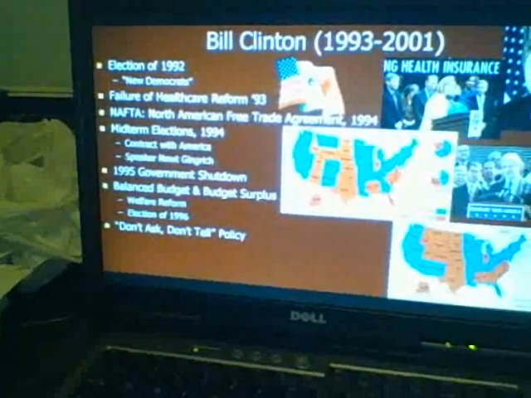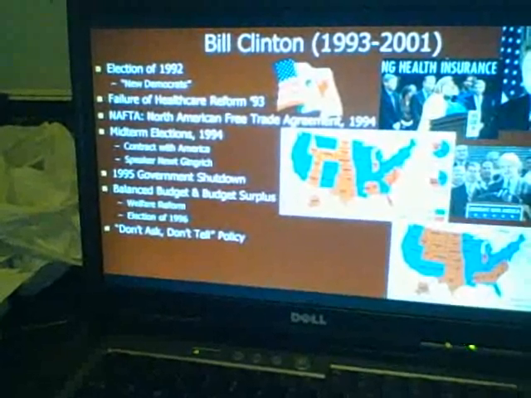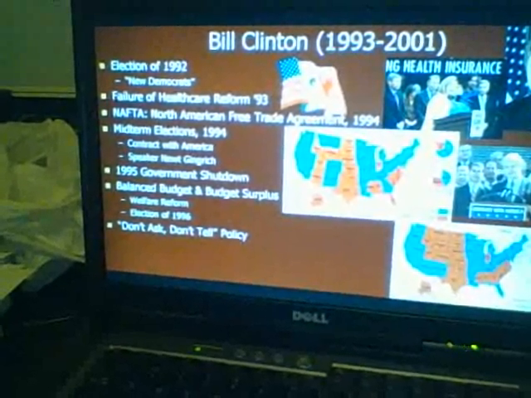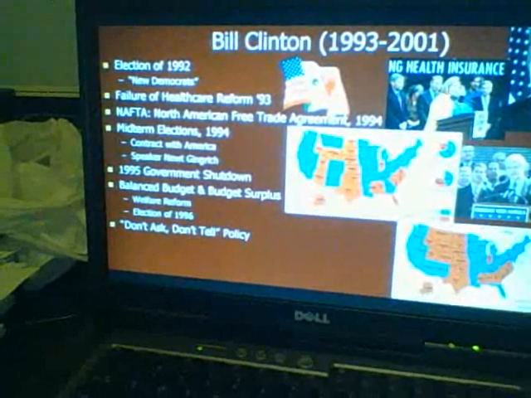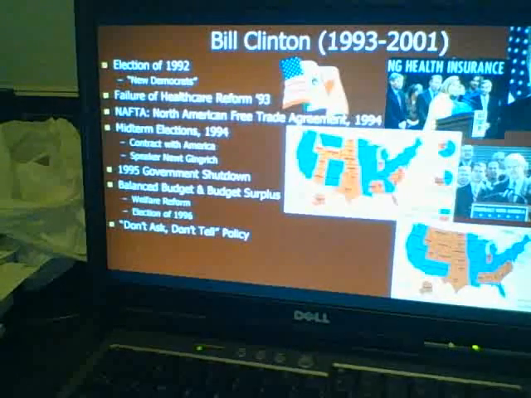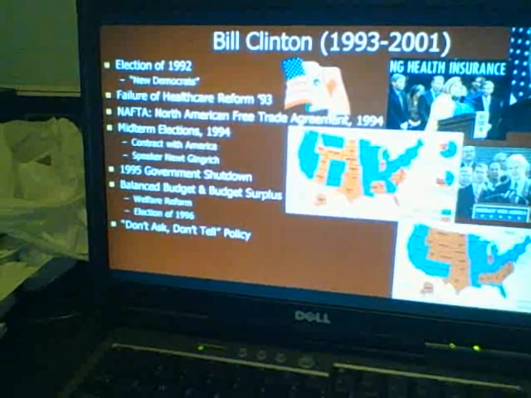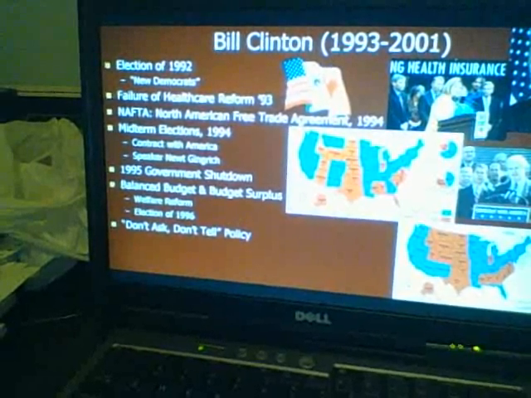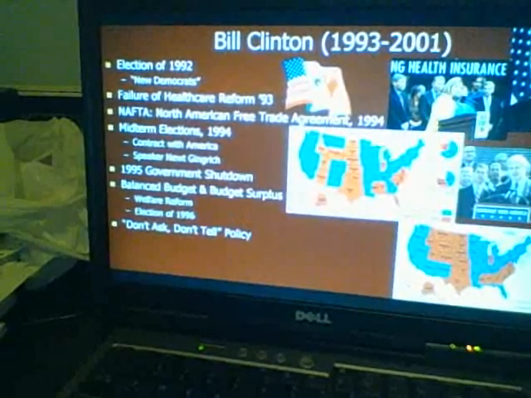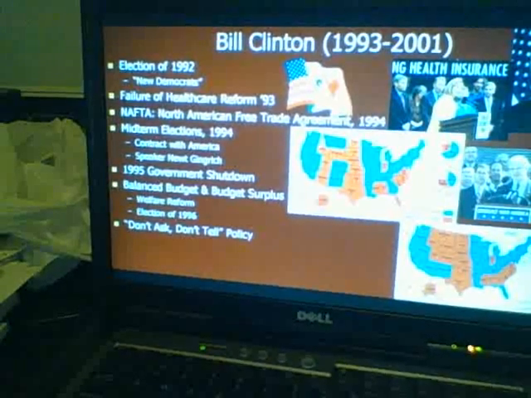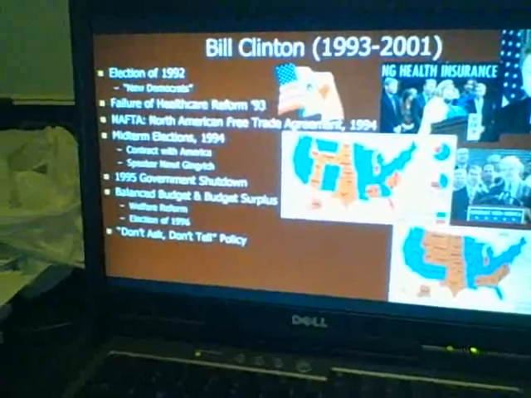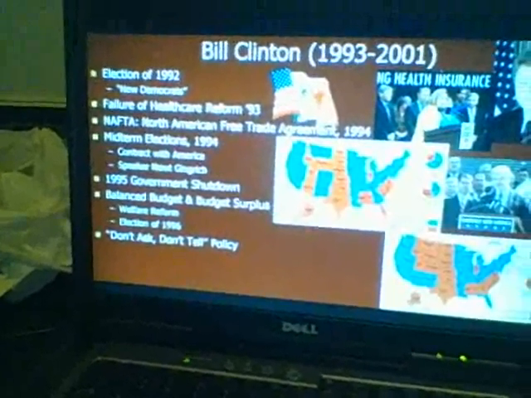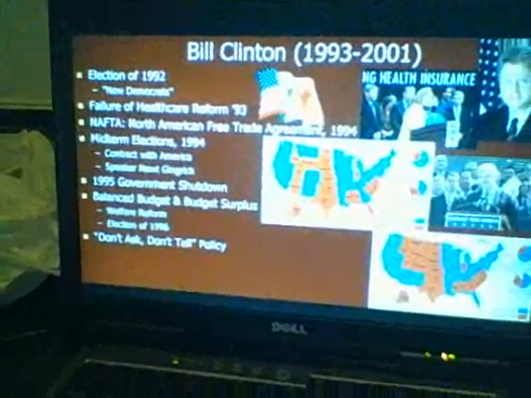NAFTA is the North American Free Trade Agreement. This won a notable victory with free trade zones with the U.S., Canada, and Mexico. Supporters said it would help all three economies and create more U.S. jobs. Opponents said more U.S. jobs would go to Mexico, and it would hurt the environment because of weaker pollution laws in Mexico, which are both partially right.